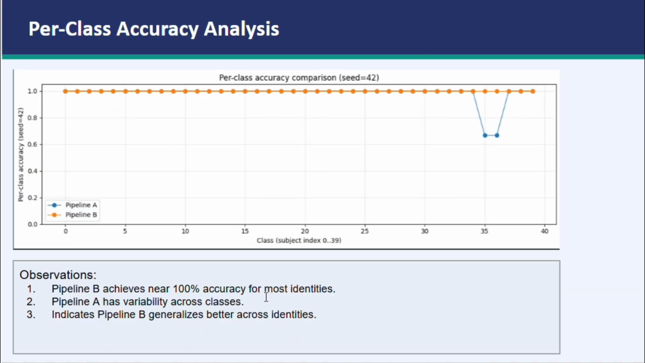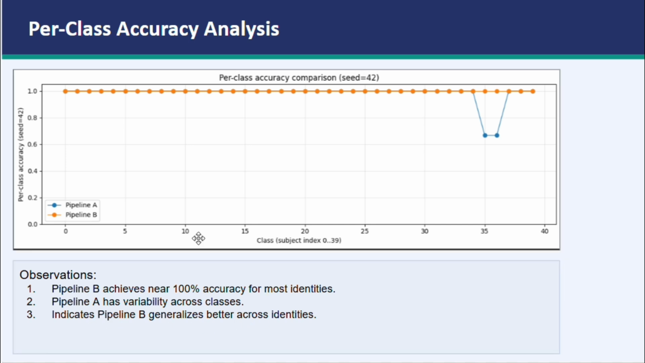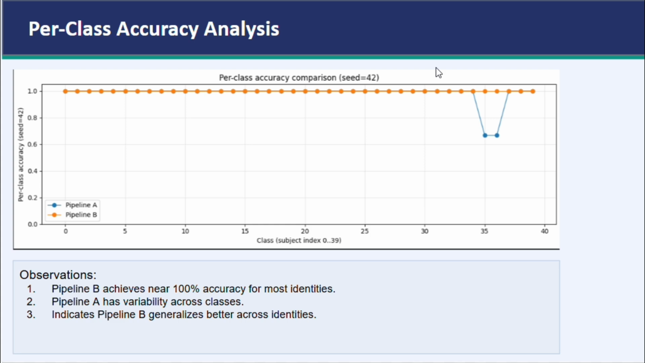Next, we will go to our per class accuracy analysis. Pipeline B, which is this orange line, achieves near 100% accuracy for most identities, while pipeline A has some variabilities over here. So it indicates that pipeline B generally generalizes better across identities.